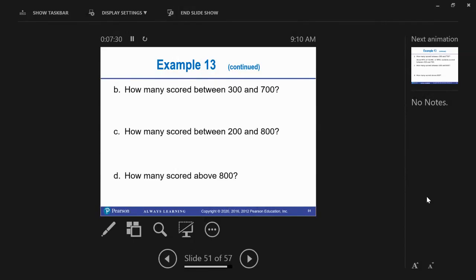So this next problem says, how many scored between 300 and 700? So there's 300, there's 700. What percentage does it say on your chart from there to there? 95?